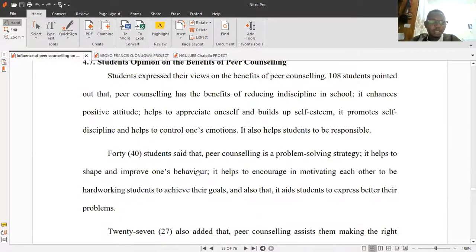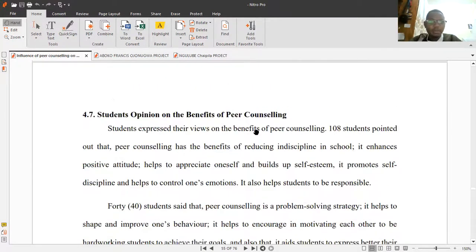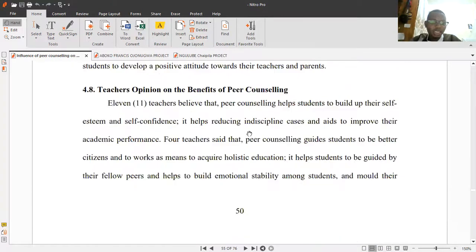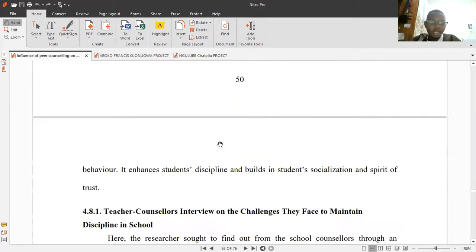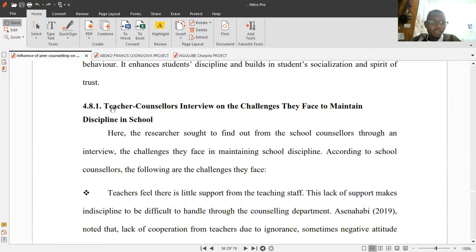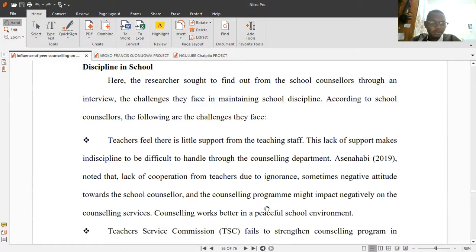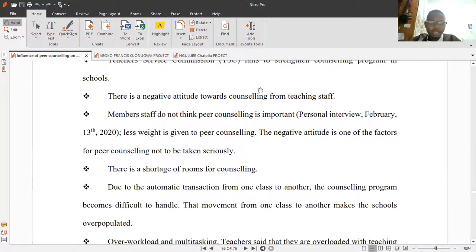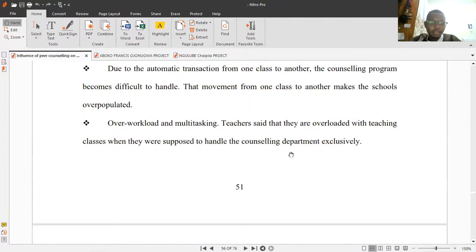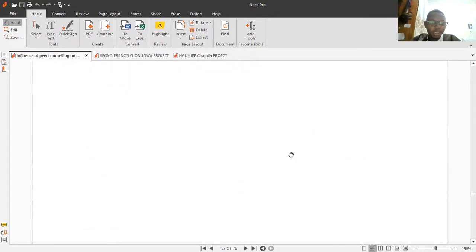One was here for students who had opinions on the benefits of peer counseling. That was students, and then here come the teachers, benefits of peer counseling, and then we have the teacher counselor interview. This is also what he got from the three teachers he went to collect the data from. Then I think it's the end.